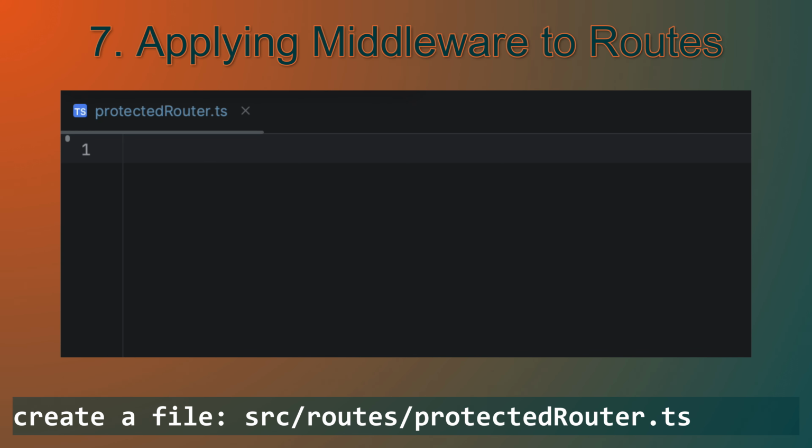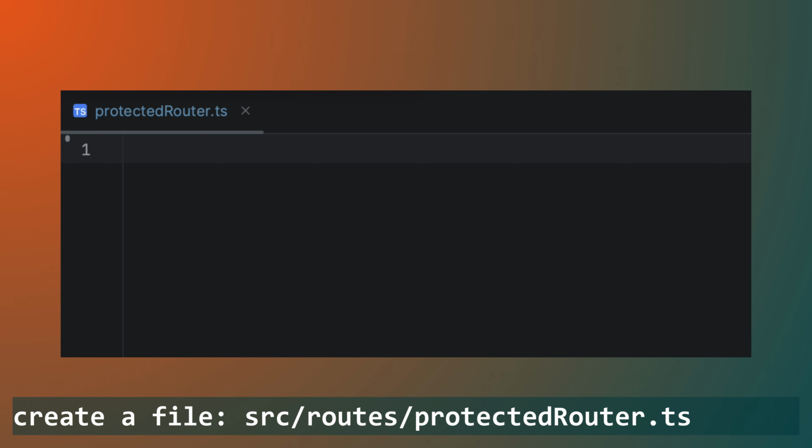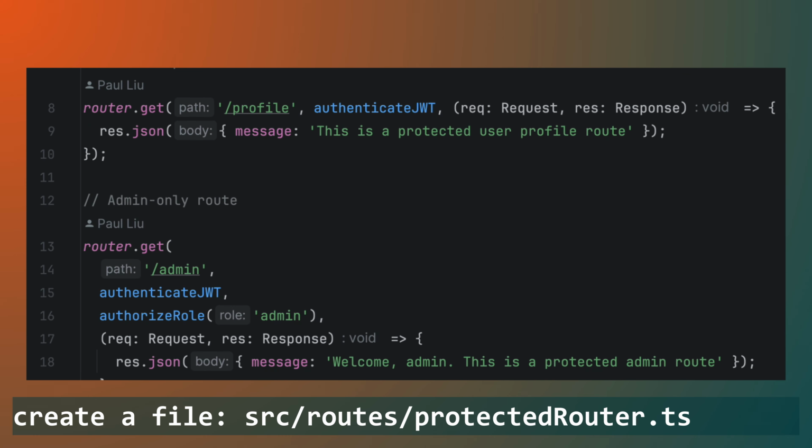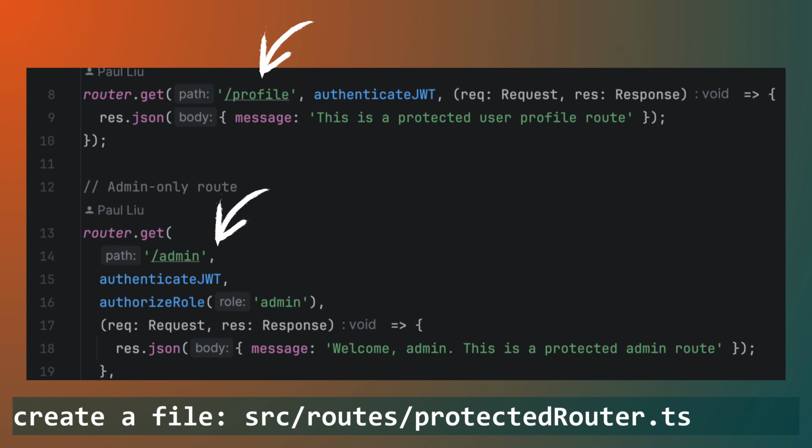Now we have our JWT and role-based middleware. Let's apply them to protect some routes. To do so, we'll create a new file, protectedrouter.ts, in our routes directory. We will then create a general protected route for logged in users and an admin-only route.